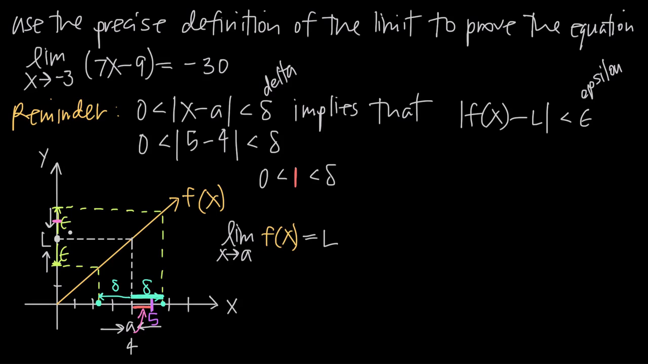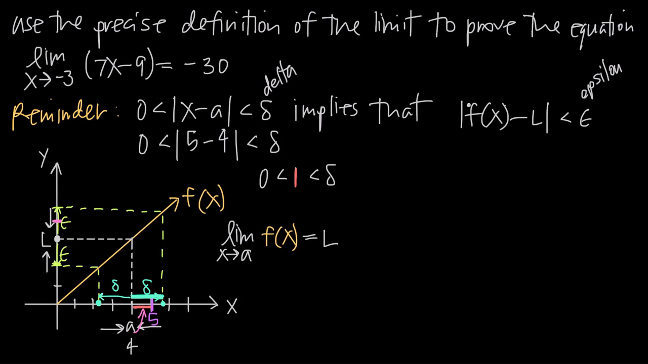And then if I flip that around, what it tells me is that if I continue to pick smaller and smaller values of delta, the value of epsilon will also get smaller and smaller, which just says that as I get closer and closer to a, my function's value is also going to get closer and closer to L. So how do we use that definition to prove that this equation is true?